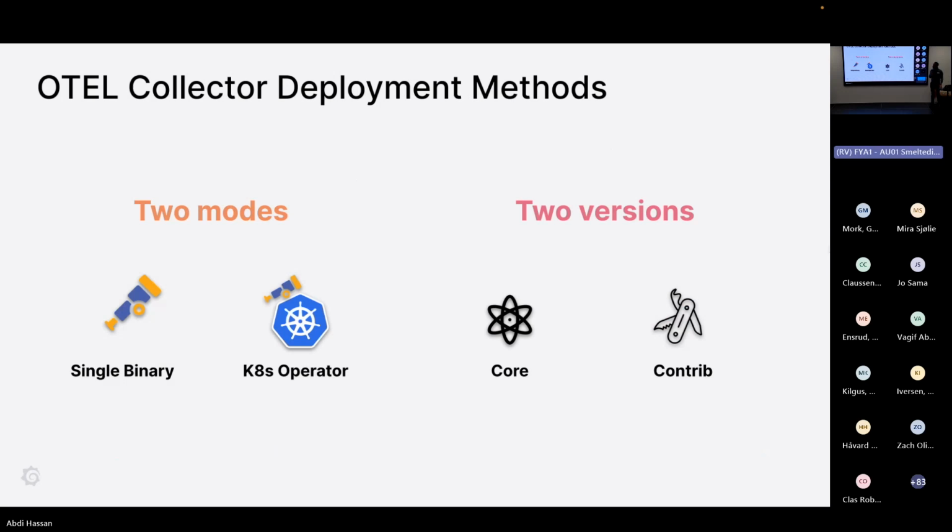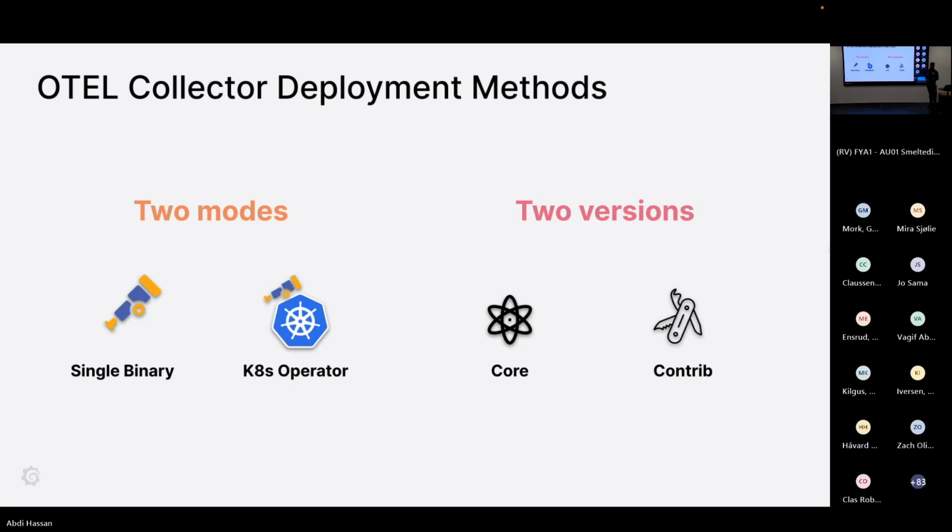And how do you install it? You can install it as a kind of single binary, run it on your local workstation, laptop, just to give it a try. And there's also a Kubernetes operator for OpenTelemetry if you want to run it actually at scale. And there's two versions of OpenTelemetry. And this is good to know. You have a core version, which has a very slimmed down list.